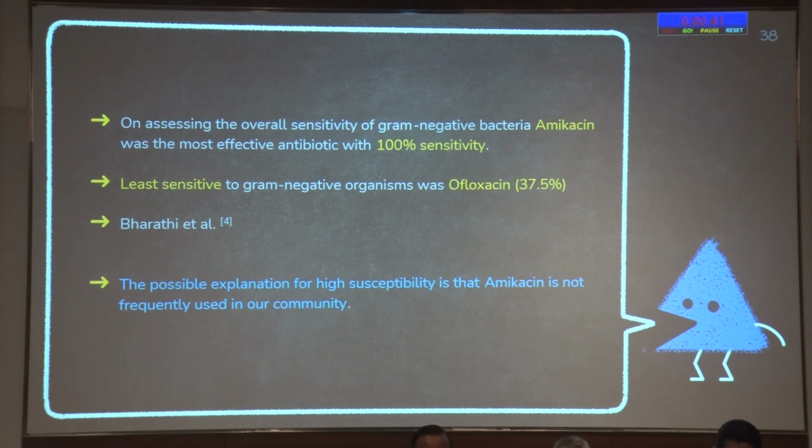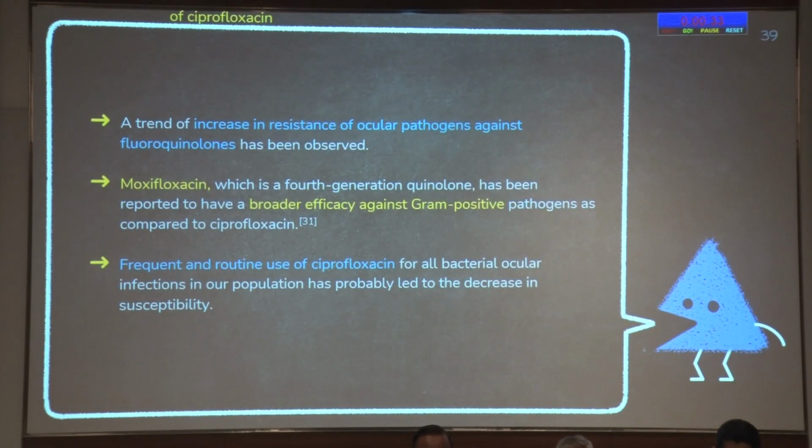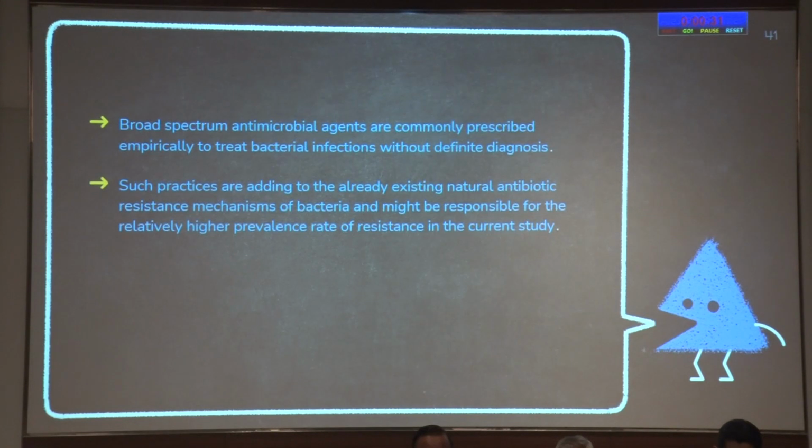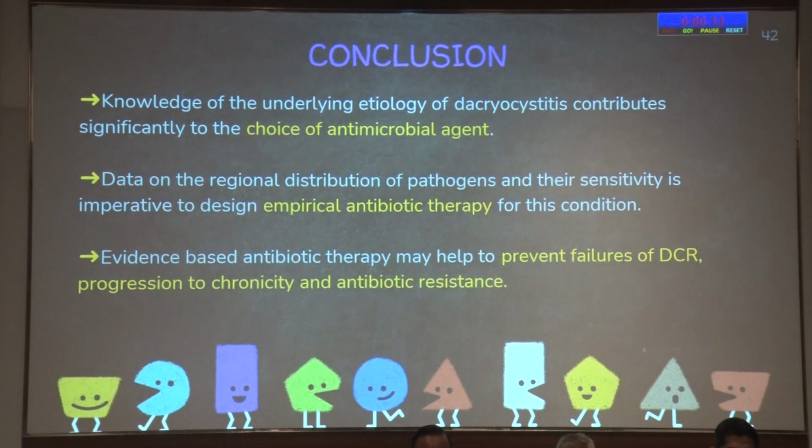The possible explanation for the high susceptibility to amikacin in the gram-negative cases is that it is not very frequently used in our community. Broad-spectrum antimicrobial agents are commonly prescribed empirically to treat bacterial infections without a definite diagnosis. Such practices add to the already existing natural antibiotic resistance mechanisms of bacteria and might be responsible for the relatively higher prevalence rate of resistance in our current study.